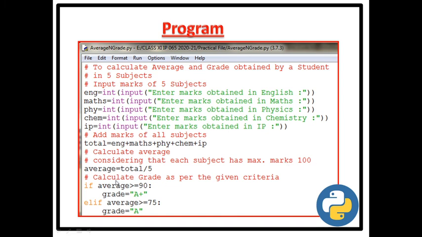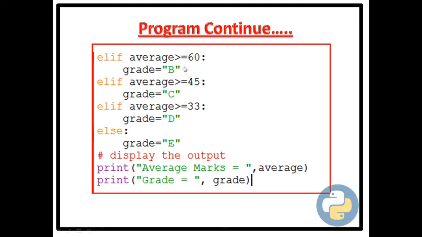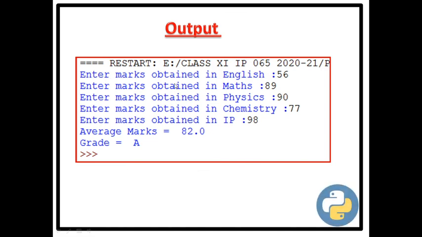Then according to the same criteria, calculation of grade has been done. The program is continuing on the next page also with the same criteria as you have seen in previous Python file, program file. So else grade E, then displaying the output. And let us see the output on the next slide. So, after entering the marks of these 5 subjects, we are getting the average marks 82.0, grade A. Similarly, you can run this program as many times as required.